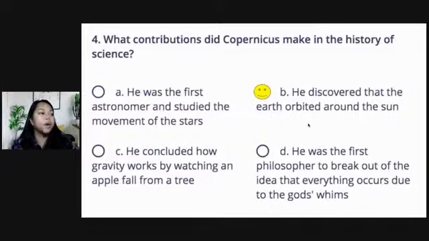Okay, so tandaan po, ang araw po ang nasa sentro ng ating solar system, hindi po ang Earth. It is the sun which is at the center of the solar system. So letter B, ang ating answer for number 4.